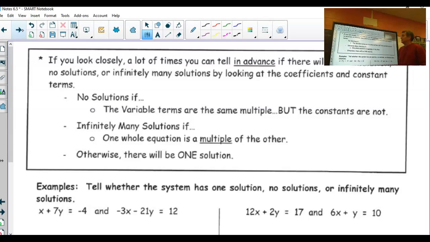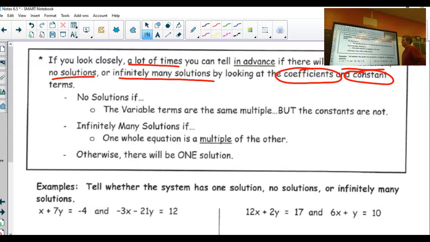A lot of times, this is not a totally necessary skill, but it will make it faster for you. If you look closely, a lot of times you can tell in advance if there will be one solution, no solutions, or infinitely many solutions, by looking at the coefficients and the constant terms. Here's how you know. It's a little confusing, but I think you'll get it.